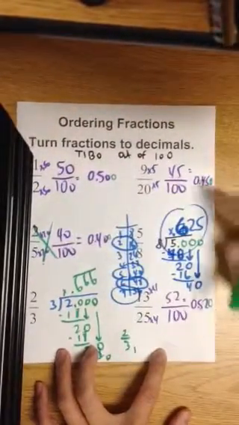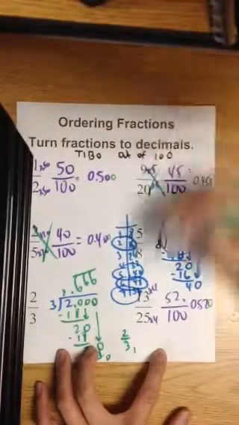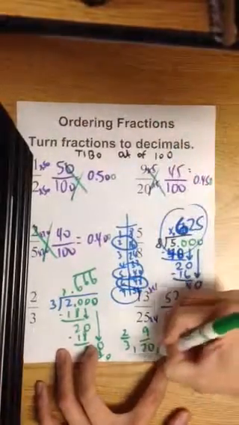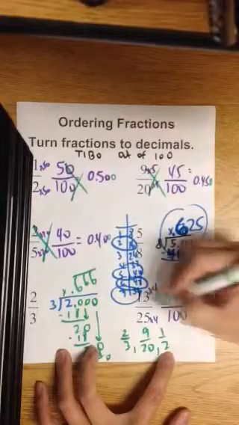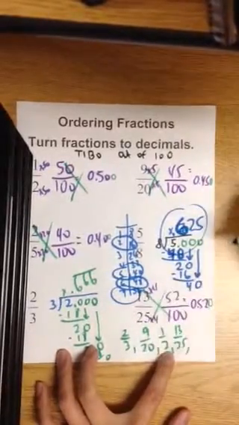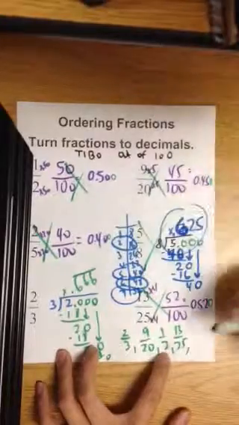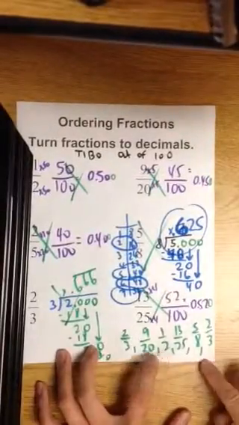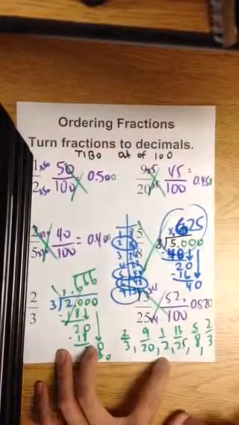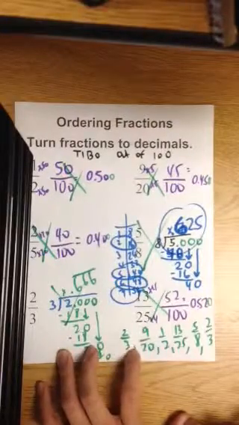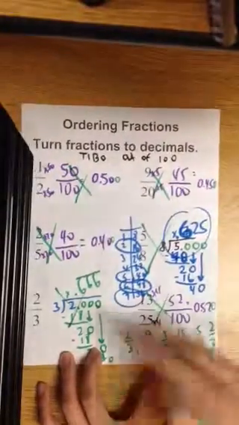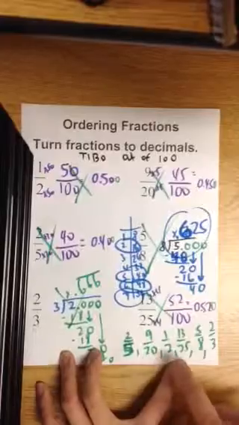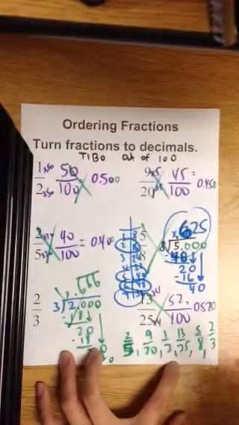Who is the second least? 450 thousandths. Who's the next least? 1/2, 500 thousandths. Who's the next least? 520 thousandths. Who's the next least? 5/8 or 625 thousandths. And the greatest is 2/3 with 666 thousandths. So wait, what did I just do here? The least was 400, oh, that's 2/5. I apologize. So the least is 2/5, then 9/20, then 1/2, 13/25, 5/8, and 2/3 is the greatest.